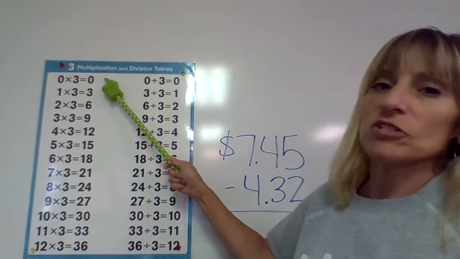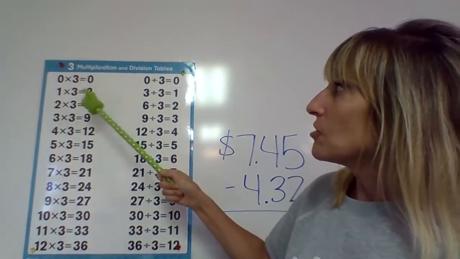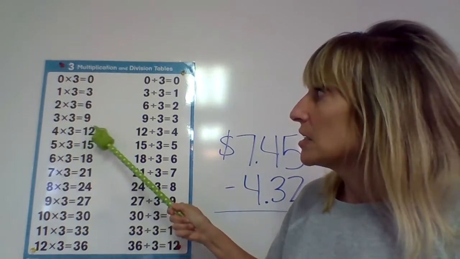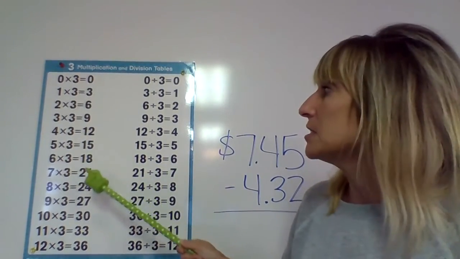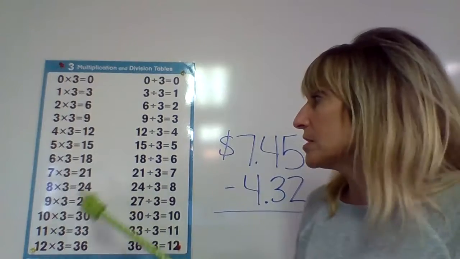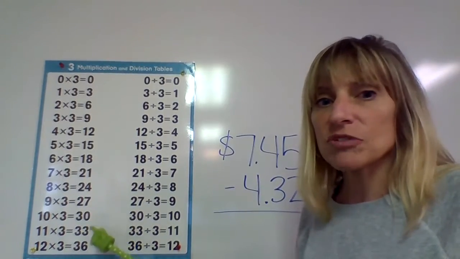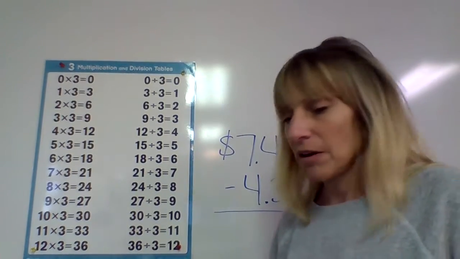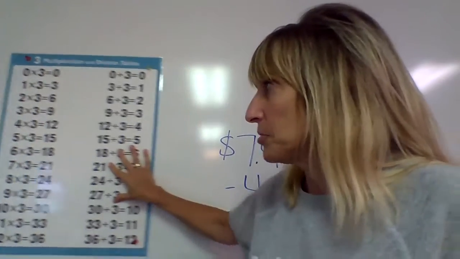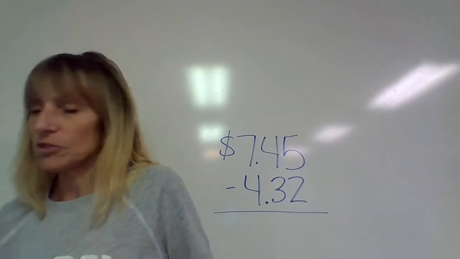So let's count by threes real quick too. 0, 3, 6, 9, 12, 15, 18, 21, 24, 27, 30, 33, 36. All right, very good. I'm going to put that to the side over there so you don't get distracted by it.